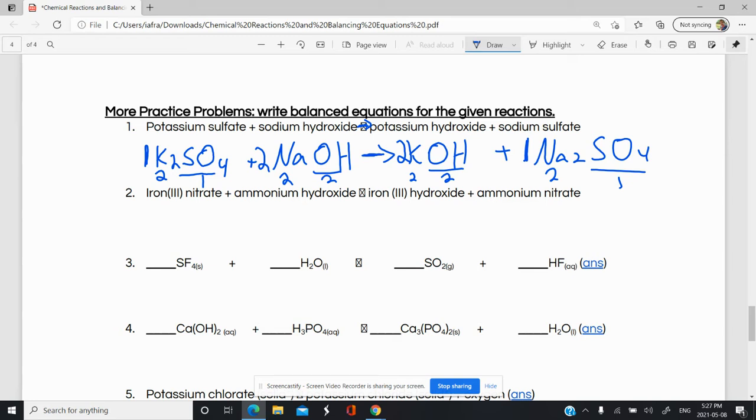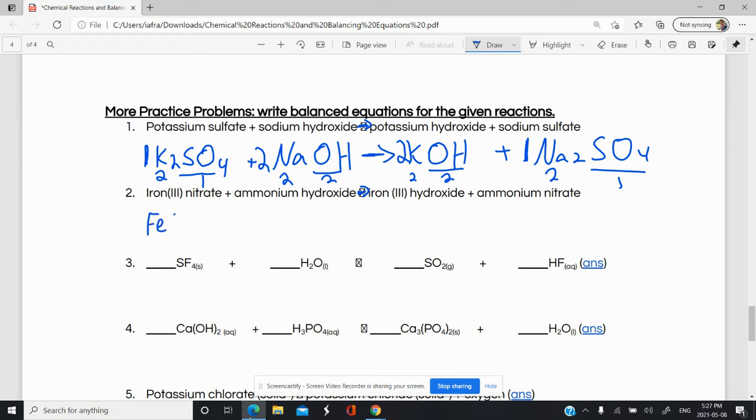So that was just an example of going from a word to a skeleton, and then to finally a balanced reaction. Let's go ahead and try this one out over here. So we have iron 3 nitrate plus ammonium hydroxide produce iron 3 hydroxide plus ammonium nitrate. And so it's the same idea. Make the formula using your crisscross method.